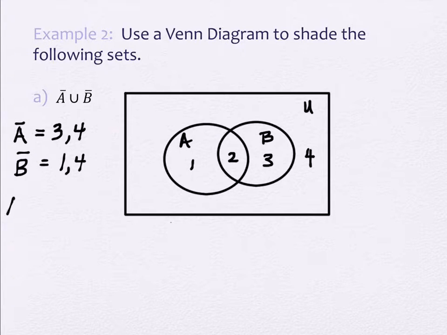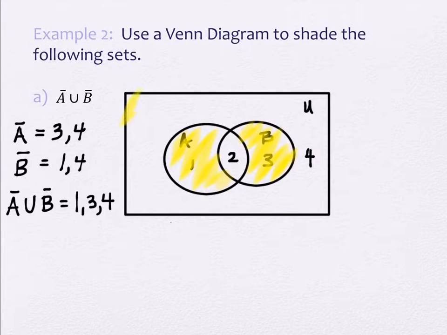And then using these 2 sets, A complement and B complement, I'm supposed to find their what? Union. And union means you get everything. So what are my list of numbers that I should list for the union? 1, 3, and 4. And then over my diagram, what am I going to do? Shade 1, shade 3, and shade this big outer region called 4.